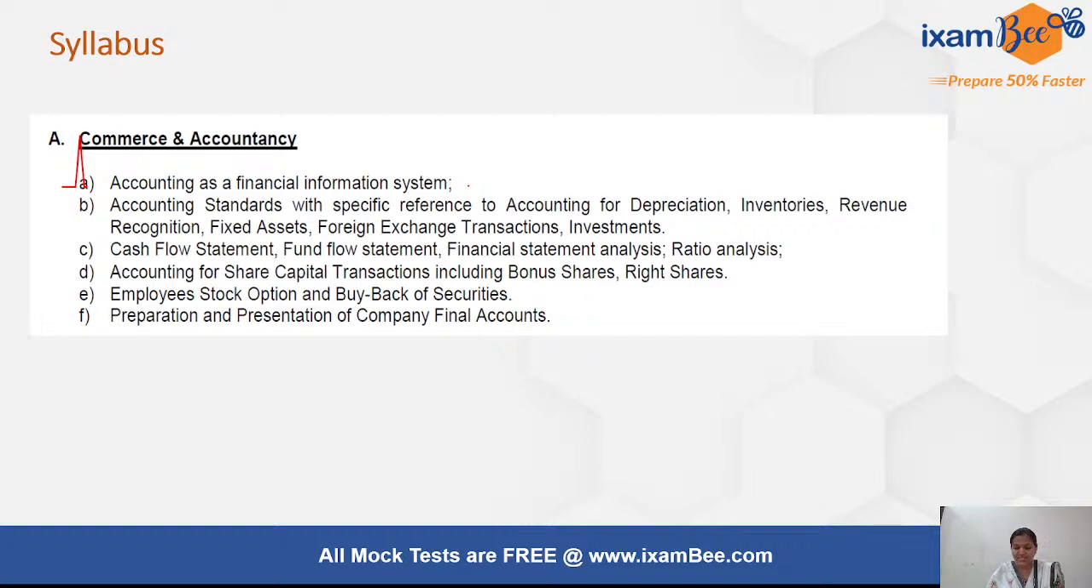If we talk about the second topic, which is accounting standards, there is specific reference to certain topics that they have mentioned here. One is depreciation, inventories, revenue recognition, fixed assets, foreign exchange transactions and investments. So 1 2 3 4 5 6, they have mentioned here. There are a lot of accounting standards, and what are accounting standards? They are the rules to help in standardization of how the accounting information is being reported by various companies. If there are no standards and everybody is presenting the information as per their own whims and fancies, then it will be very difficult to compare and to understand one company from the other, right?